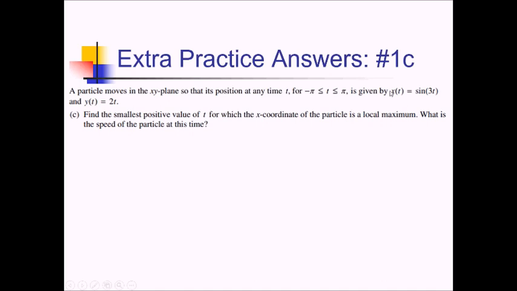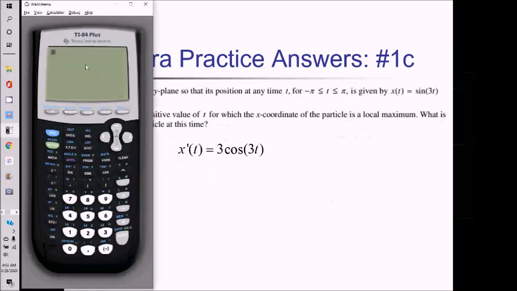X prime, if I use the chain rule, is going to be 3 cosine of 3t. So let me graph that out. Now to graph that out on my calculator, I need to be in func mode. So I go to mode, and I actually changed back to func mode off camera here. So let me go to my y equals then.